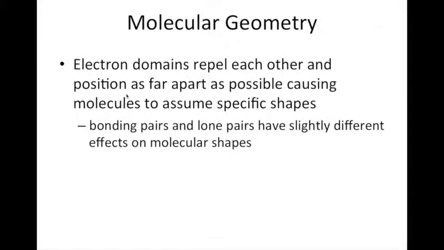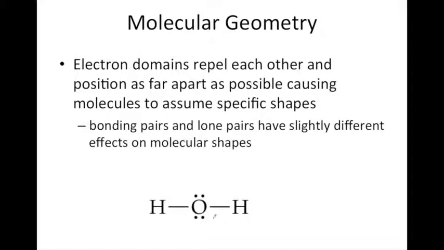So remember, electron domains repel each other and they want to get as far apart from each other as possible. That's what gives us our molecular shape. Bonding pairs, or bonds, and lone pairs affect the shape slightly differently. Lone pairs cause the bonds to spread out slightly more than bonds do. So again, let's take a look at water. Let's try to illustrate this using water. We have 4 electron domains, and we have 2 bonds and 2 lone pairs.